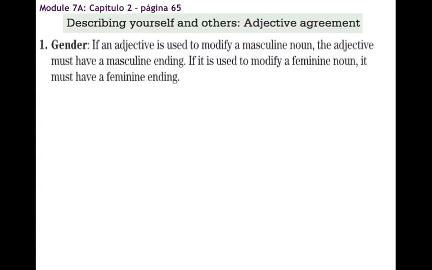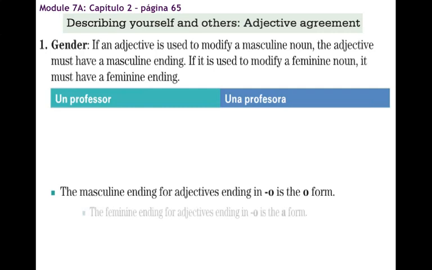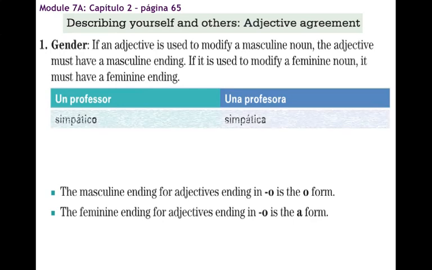So let's break down those rules. Gender. If an adjective is used to modify a masculine noun, the adjective must have a masculine ending. If it's used to modify a feminine noun, it must have a feminine ending. The masculine ending for adjectives ending in O is the O form. The feminine ending for adjectives ending in O is the A form. So we have simpático, un profesor simpático, una profesora simpática.